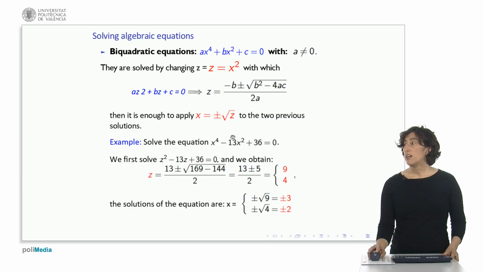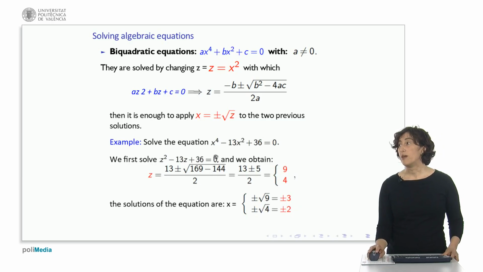For example, x to the fourth minus 13x squared plus 36 equals 0. So if we apply the change, I have z squared minus 13z plus 36 equals 0. Applying the formula, I obtain 9 and 4. Therefore, the solutions of the starting equation would be x equal to the root of 9 and x equal to the root of 4. So the solutions are plus 3, minus 3, plus 2, and minus 2. The four solutions of this biquadratic equation.